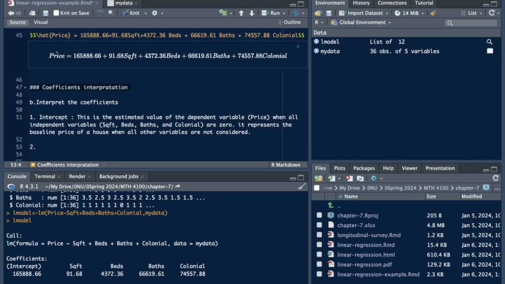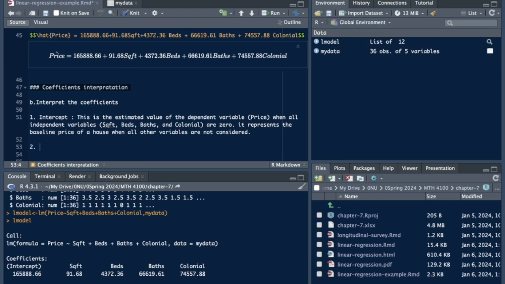How can we explain this? Suppose that you have two houses, and they are identical in terms of number of bedrooms, number of bathrooms, and whether they are colonial or not. They're identical, but one has more square footage than the other one. So we expect the house with the more square footage to have an estimated price that is $91 higher for each additional square foot. This is the meaning. If we are holding every predictor variable constant, then we are just focusing on this: for any additional square foot, the price will increase $91.